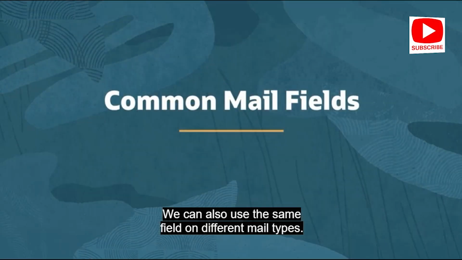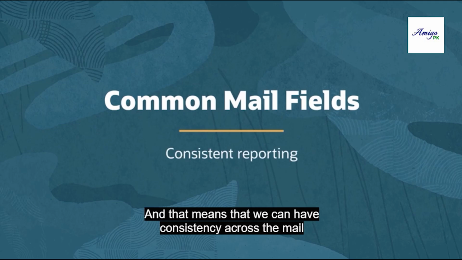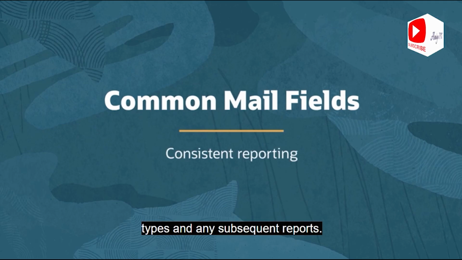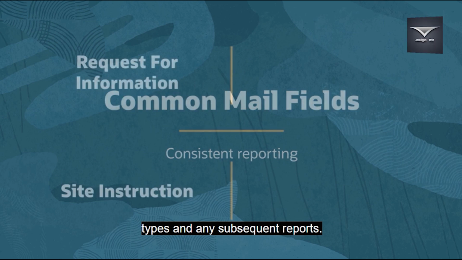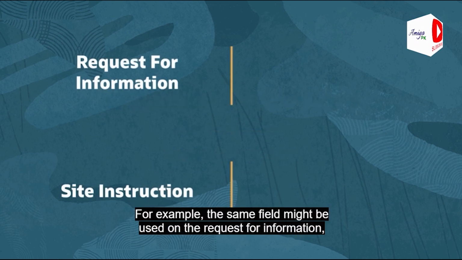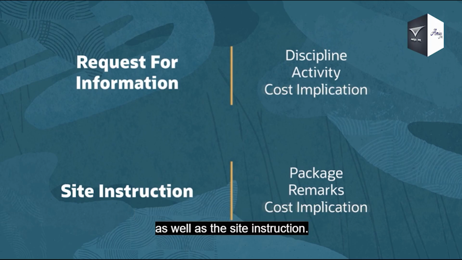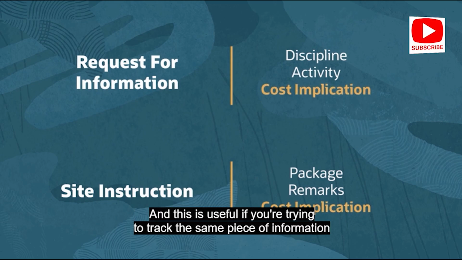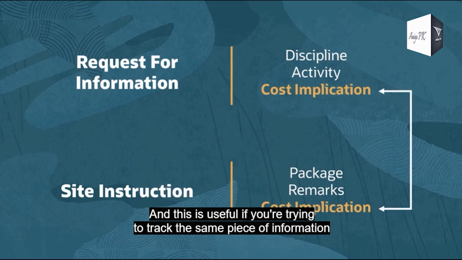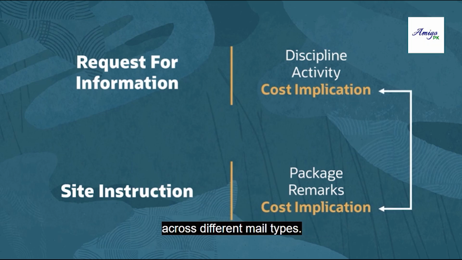We can also use the same field on different mail types, and that means that we can have consistency across the mail types and any subsequent reports. For example, the same field might be used on the request for information as well as the site instruction. And this is useful if you're trying to track the same piece of information across different mail types.